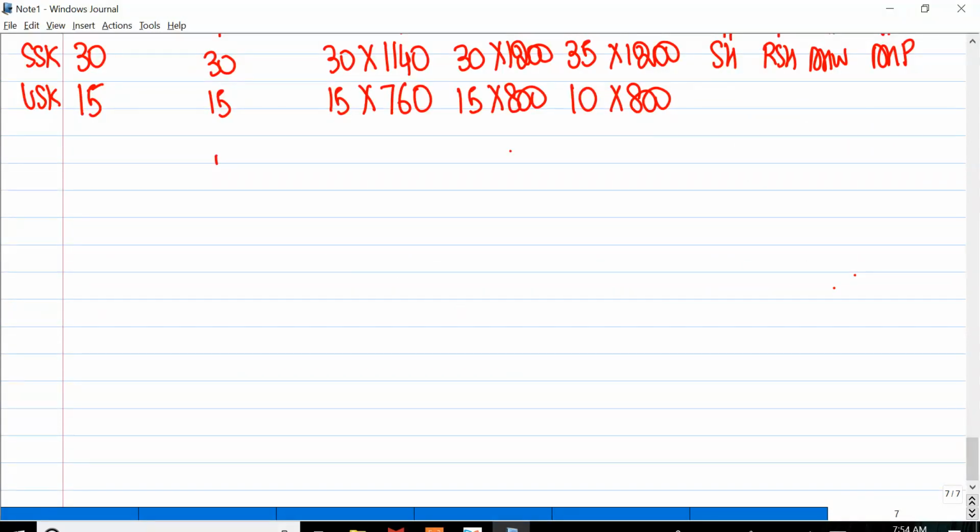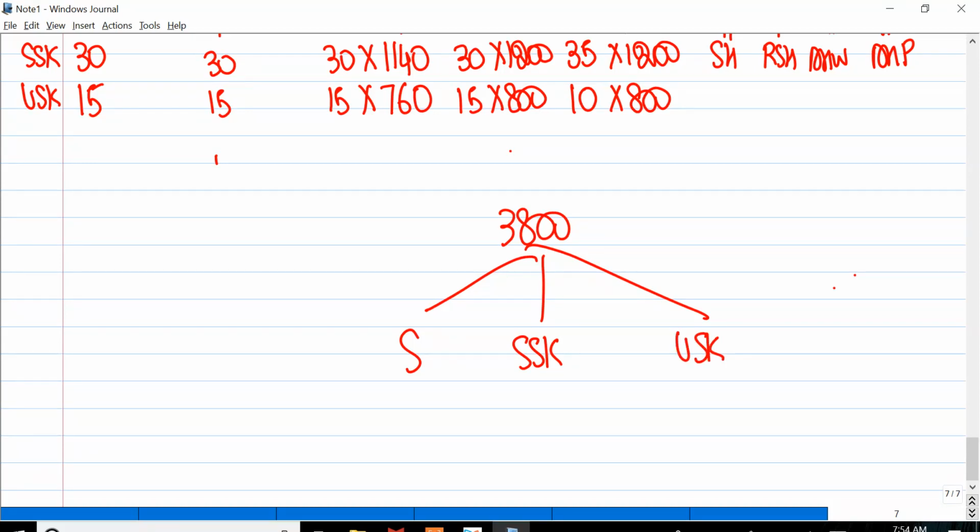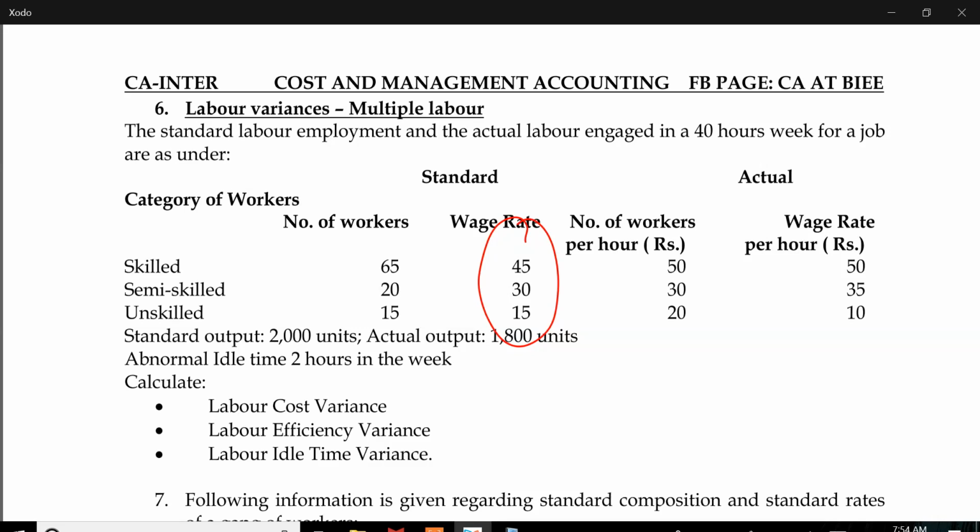3,800 is the total, split into 3: skilled, semi-skilled and unskilled. Now listen. Which one? What is the ratio?